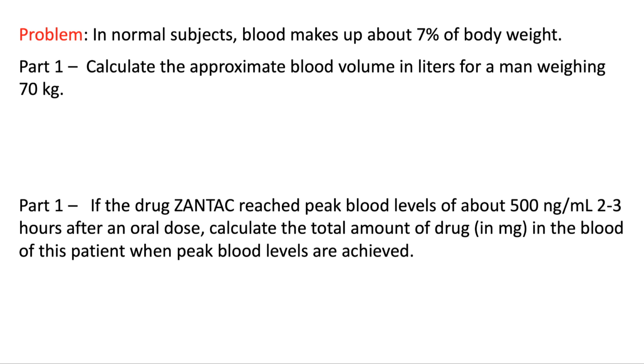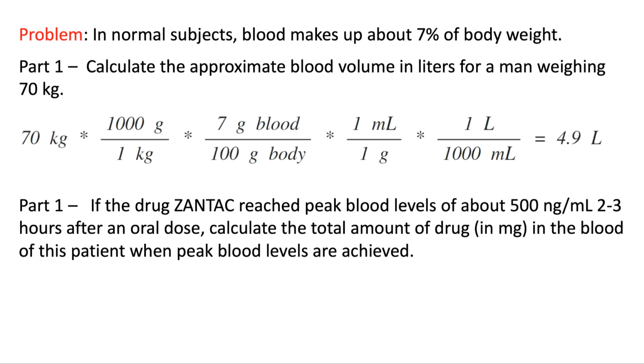Because then part 1 says to go ahead and calculate the approximate blood volume in liters for a man weighing 70 kilograms. Okay, so let's start with his weight, 70 kilograms, and we'll need to first convert that back to grams. So let's convert kilograms to grams by multiplying by the fact that there's 1,000 grams for every kilogram, so kilograms cancel. Now I have the weight of this man in grams.